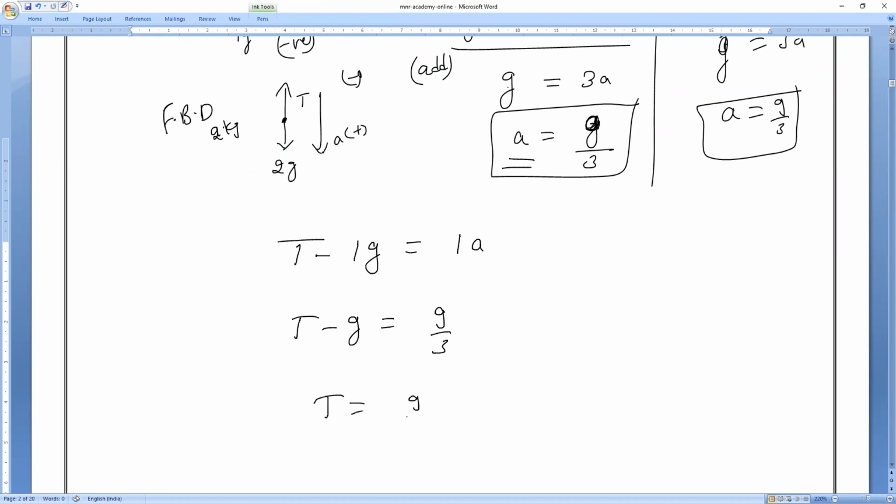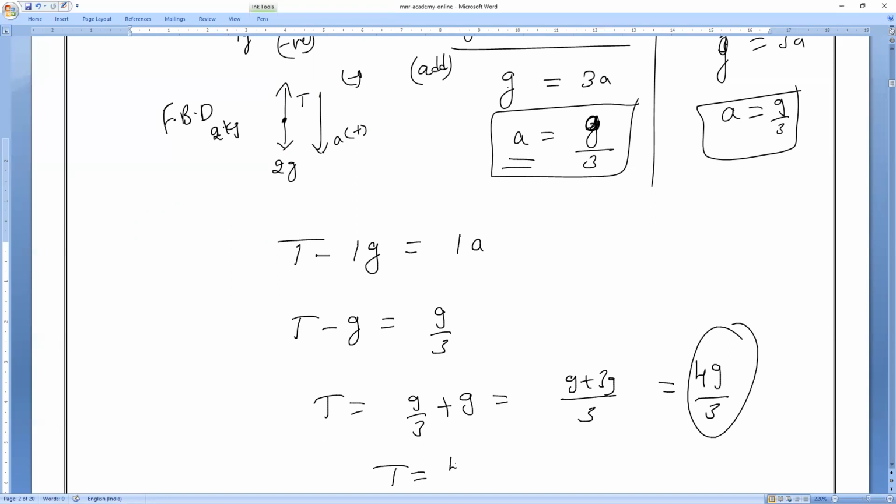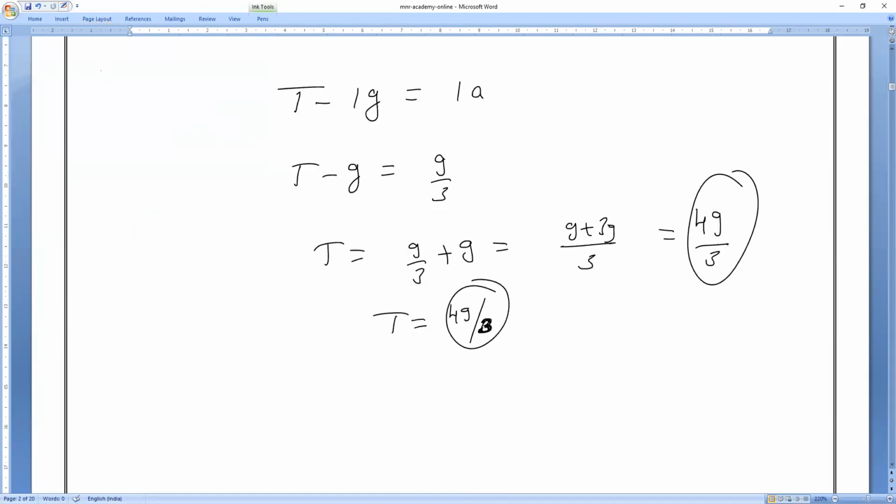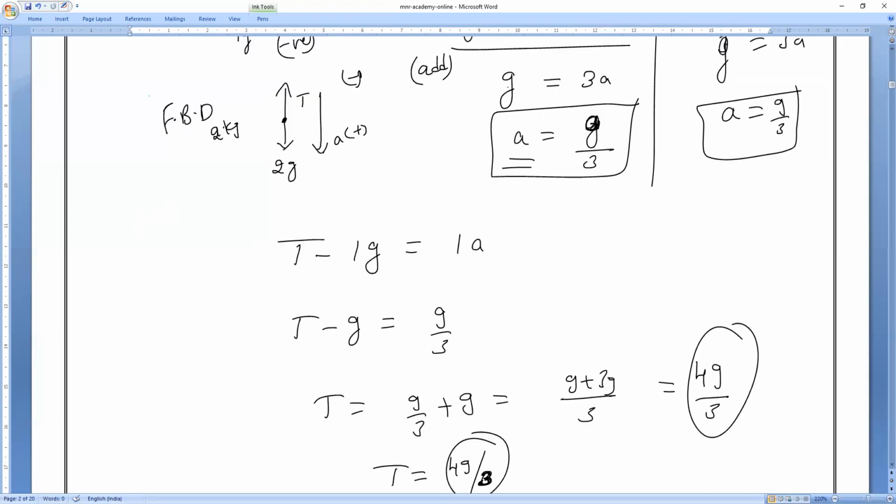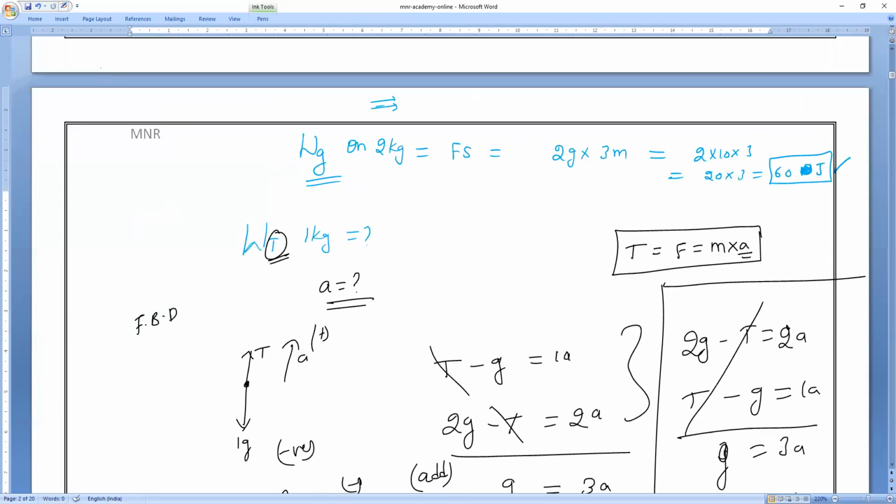So tension is equal to, both strings have the same tension, so G by 3 plus G, which is equal to, LCM is 3 here, G plus 3G, 4G by 3. How much, guys? 4G by 3. What is tension, everybody? Tension is equal to 4G by 3. If you want a value, you can take G value as 10 and you can find this one. Is it okay, everybody? All of you?